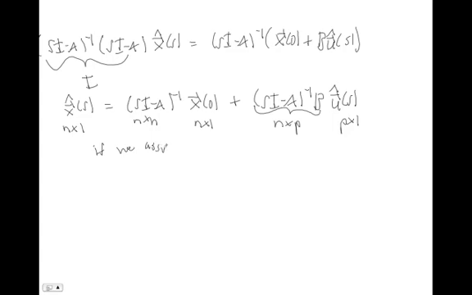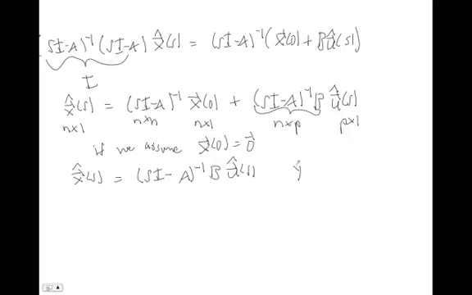Now, if we make the assumption I was trying to make earlier, that our initial conditions are 0, then this whole term goes away, and we have a much simpler relationship. X hat of s is equal to (sI minus A) inverse, that whole matrix inverse, times B times u hat of s.